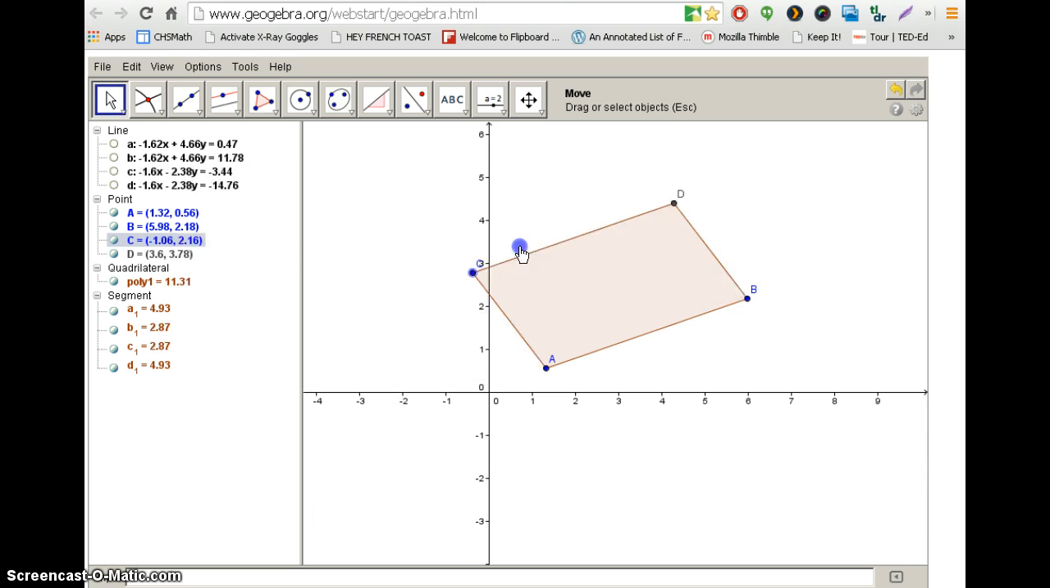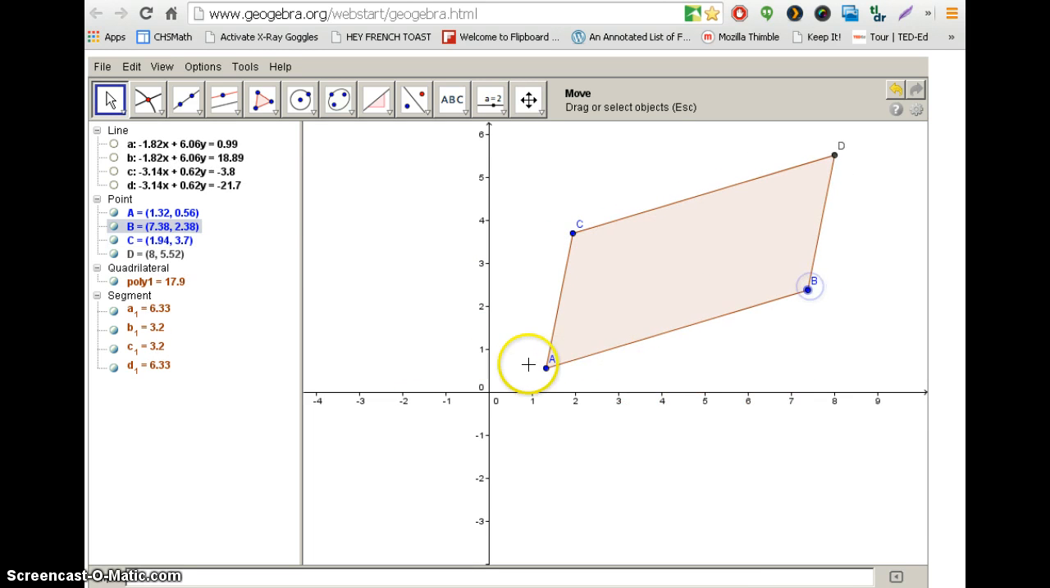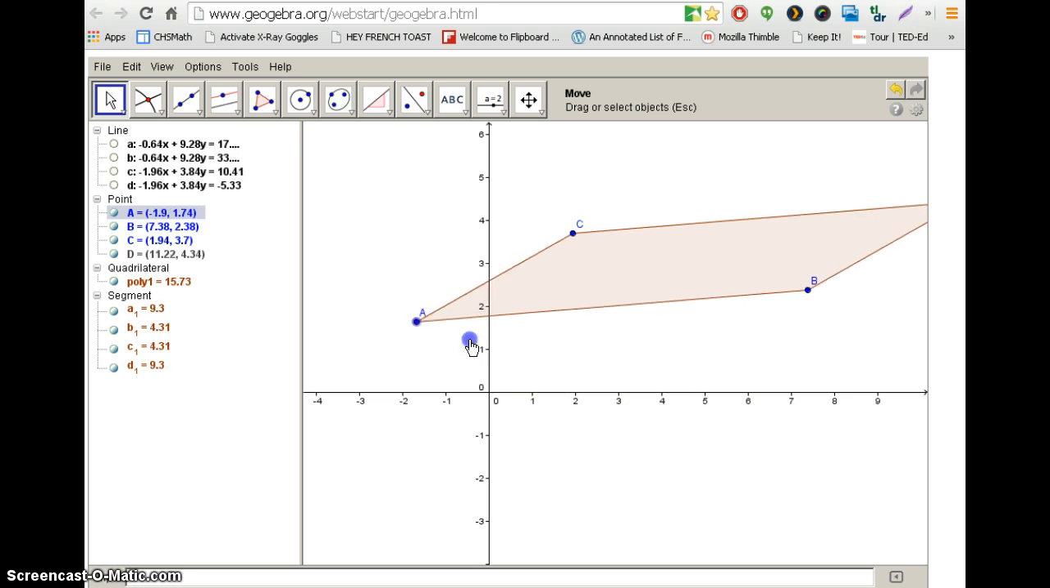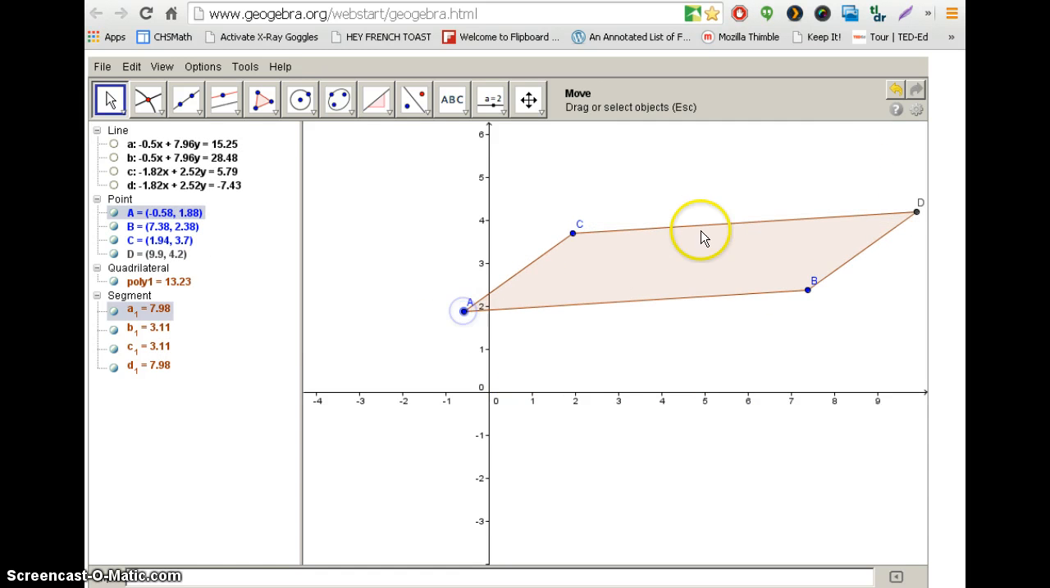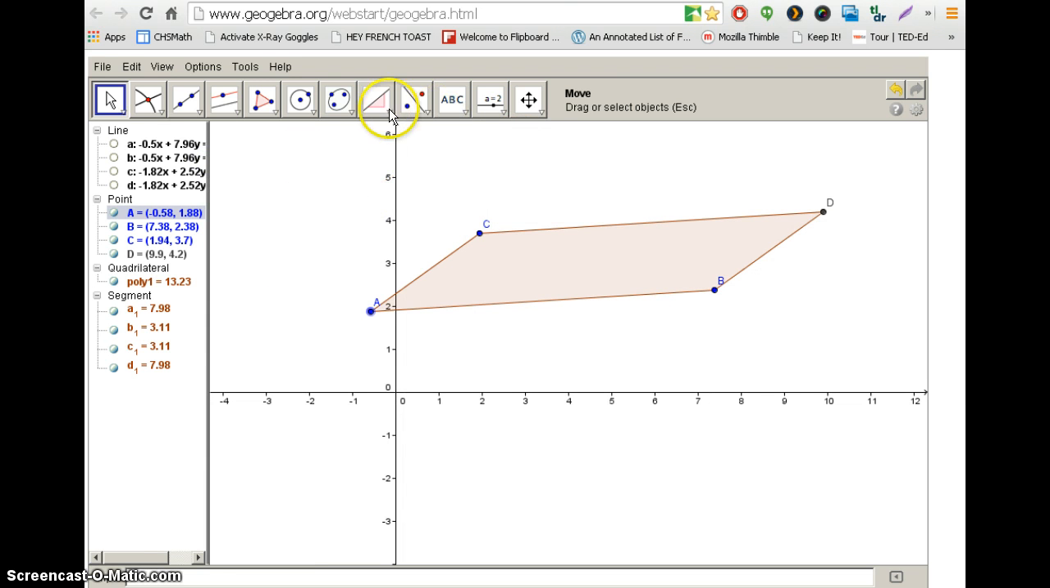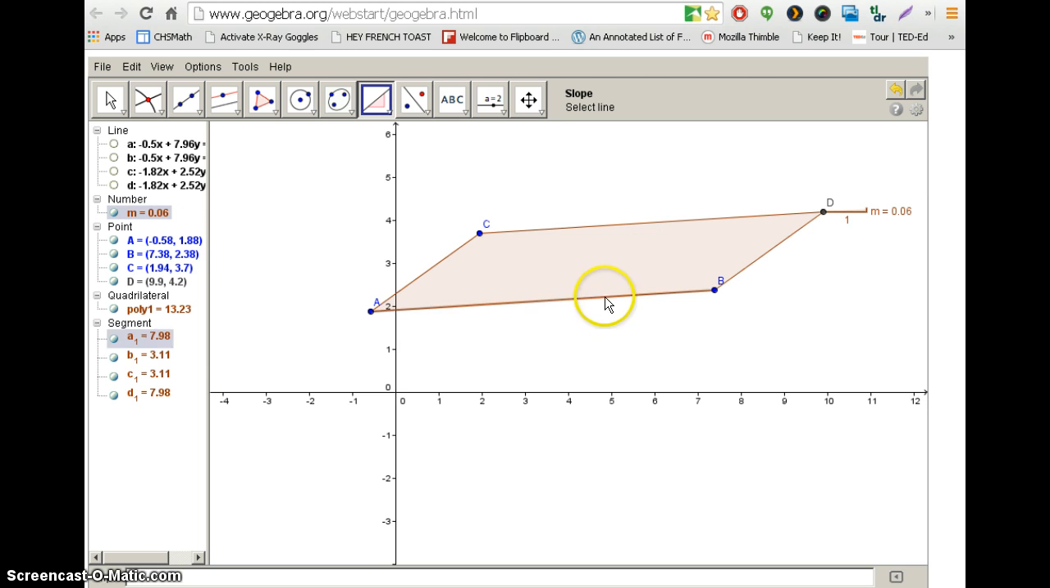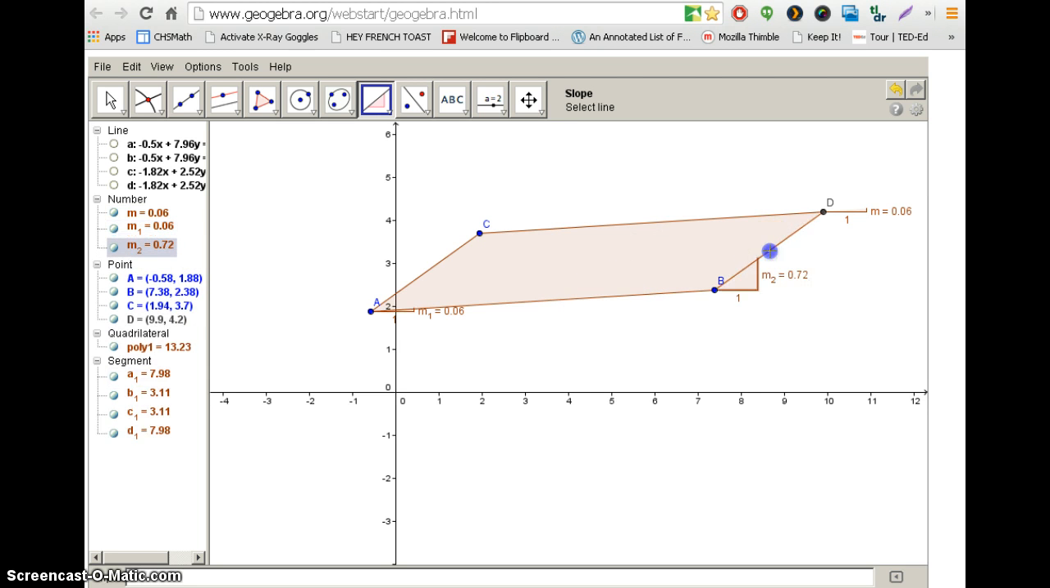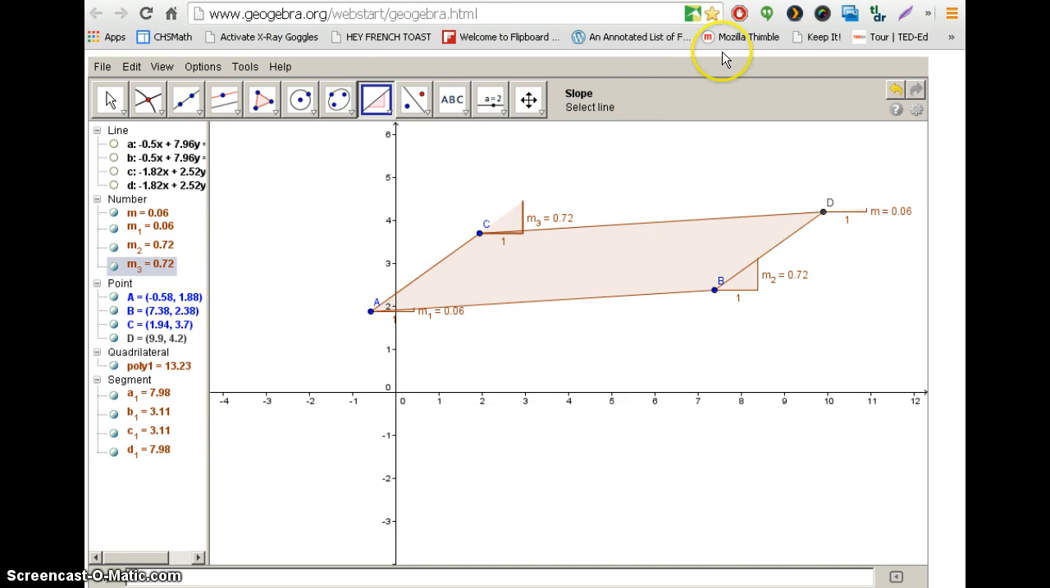So what I should have constructed, and what I think I've constructed here, is a shape where I can change A, B, or C, but no matter what happens, these lines are going to be parallel. Let's take a look and see if that's the case. Okay, we're going to measure the slopes of the opposite sides and see if we get those same measurements no matter how we adjust it. So right now we've got 0.06, 0.06, 0.72, 0.72.